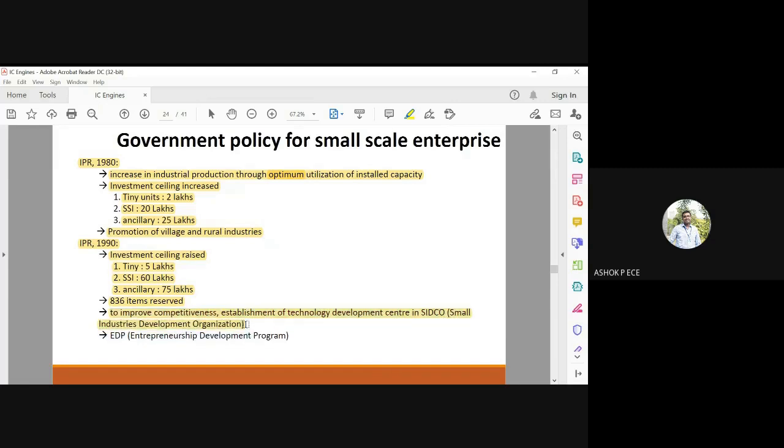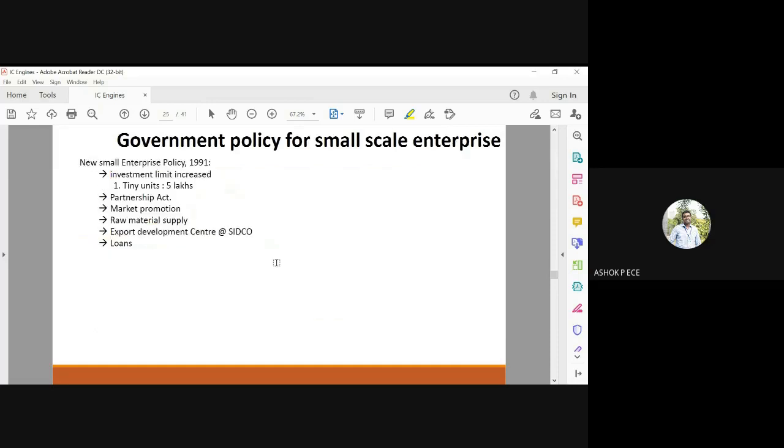So the Small Industries Development Organization was formed to help these business units to improve their competitiveness, and for the establishment of a technology development center. And also they were conducting regular entrepreneurship development programs for budding entrepreneurs to start investing in their area of interest.